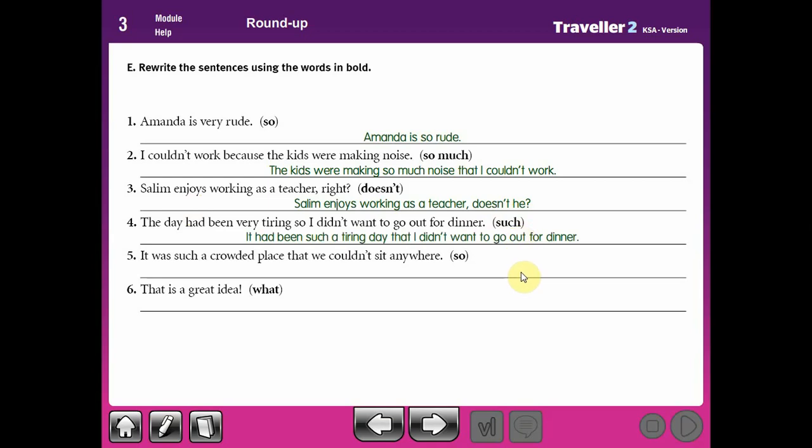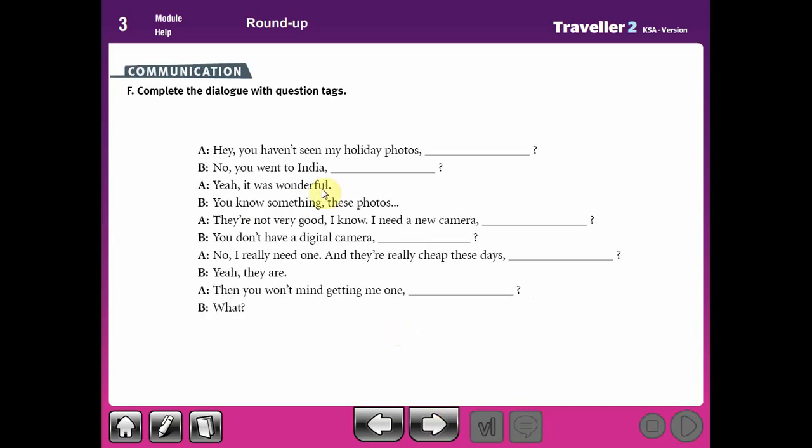These are the answers of the rest of the questions. You can stop the video and copy them to your student books. Now we will move to the next exercise. Here we will complete the dialogue with the question tags. Here, you haven't seen. So you haven't. So we will write the question tag here. So we say have you. If it is negative, we'll put it in the affirmative form. If it is affirmative, we put it in the negative form, right? So you haven't, you say have you, right?